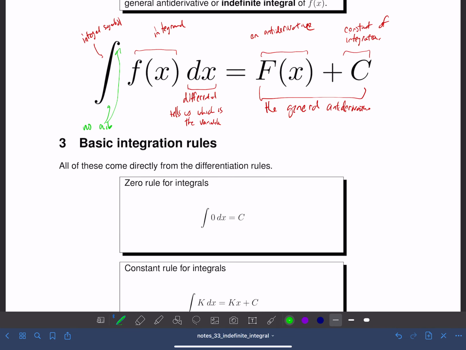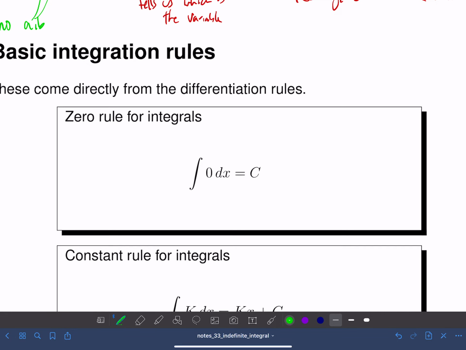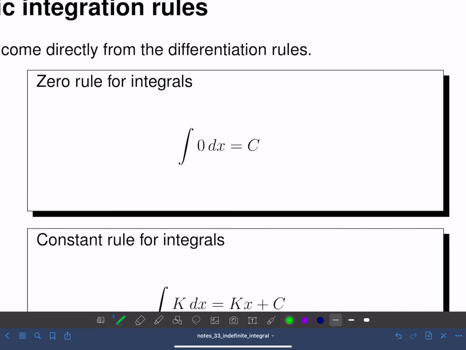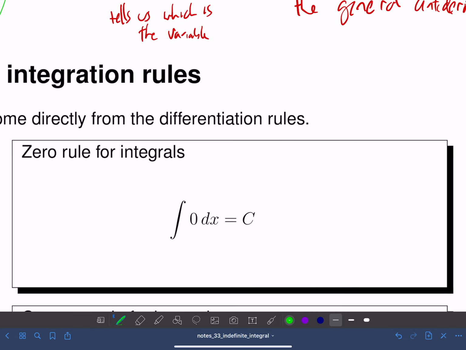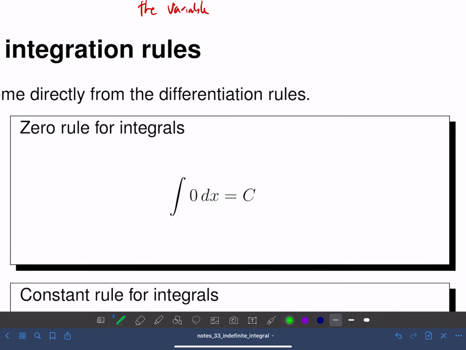So let's talk about some basic integration rules. All of these come directly from the differentiation rules. The first one that we have is the zero rule for integrals. This one comes from the statement that d/dx of any constant k is equal to 0, or d/dx of c equals 0. It doesn't matter what you call it.